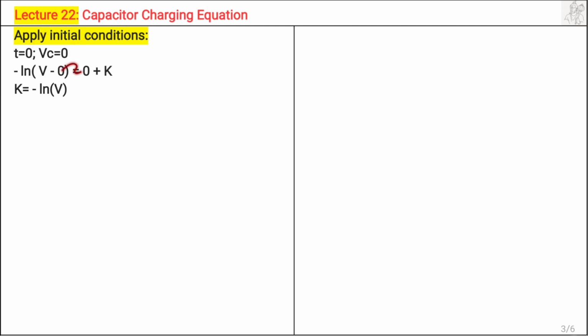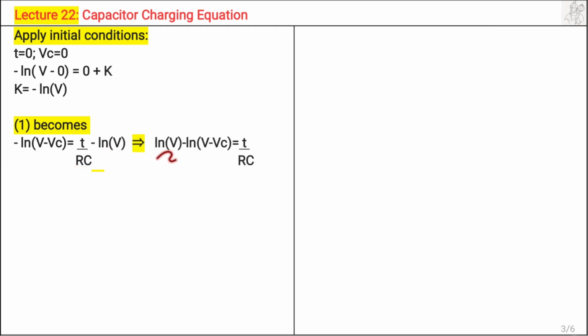So putting the value of Vc, that is log (V minus Vc) equal to 0, is equal to t by RC plus k, and since t is equal to 0, it becomes 0 plus k. From here, k comes out to be minus log V. So let's insert this value in equation 1. Equation 1 becomes minus log (V minus Vc) is equal to t by RC minus log V.